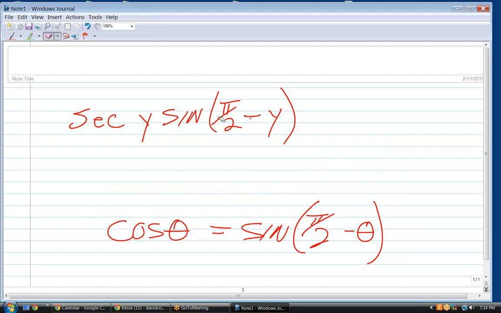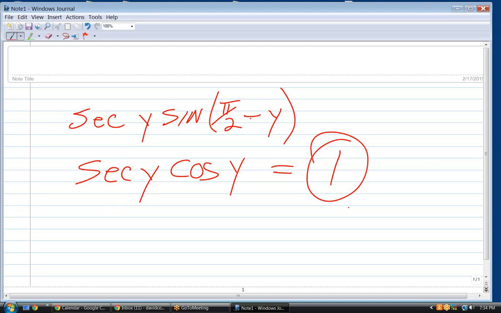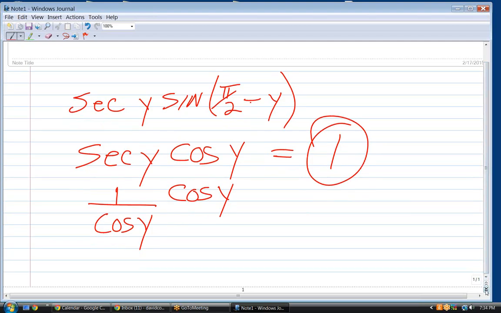So if I take this function right there, I can replace it with cosine of y. So now I have secant y cosine of y, and secant of y is 1 over cosine y. In other words, this becomes 1 over cosine y times cosine y.